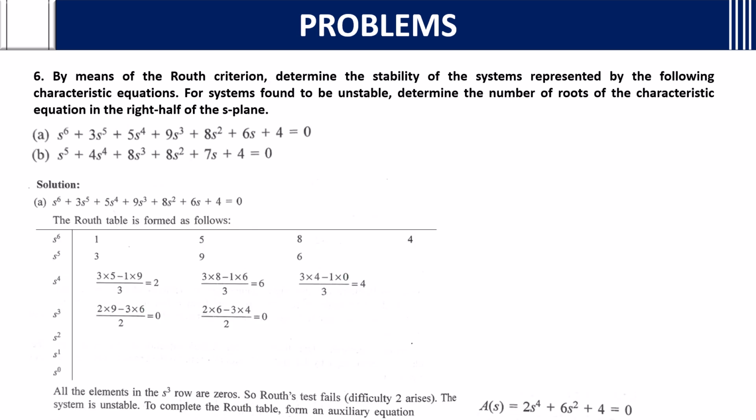Next question. By means of Routh criterion, determine the stability of the systems represented by the following characteristic equation. For systems found to be unstable, determine the number of roots of the characteristic equation in the right half of the S plane. We will see now. We will see the first characteristic equation. It is same like previous ones only.